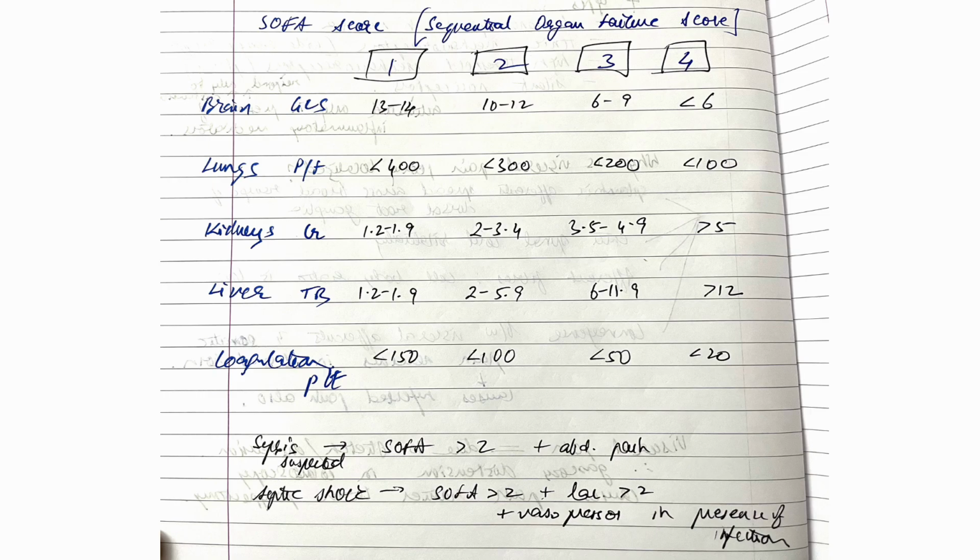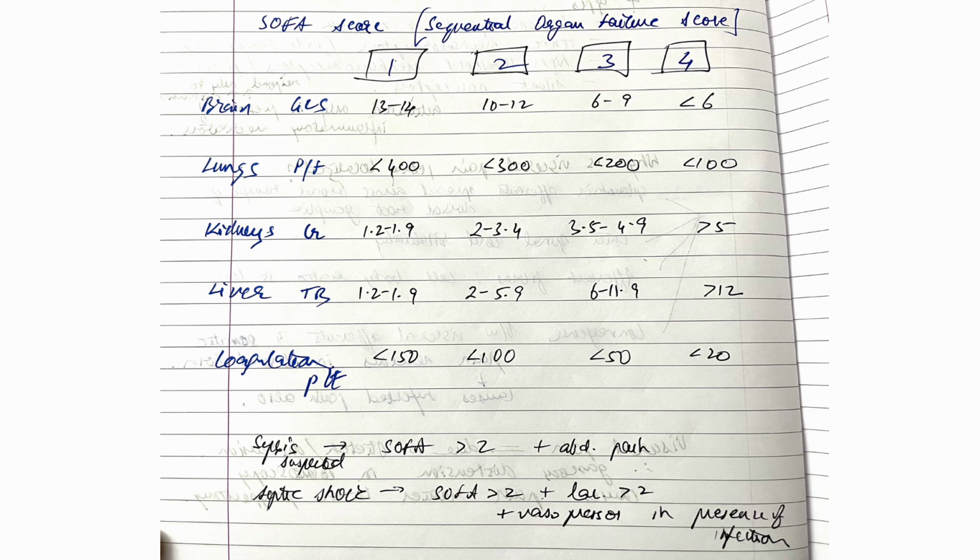The SOFA score, this is a sequential organ failure score. It's from 1 to 4, and the features that are listed are brain, lungs, kidneys, liver, and coagulation. So in brain, GCS would be 13 to 14, 10 to 12, 6 to 9, and less than 6 for a score of 4. Lungs, the PF ratio, less than 400, less than 300, less than 200, and less than 100.